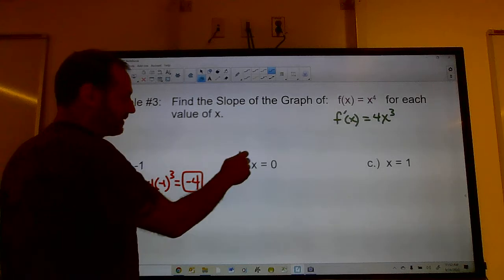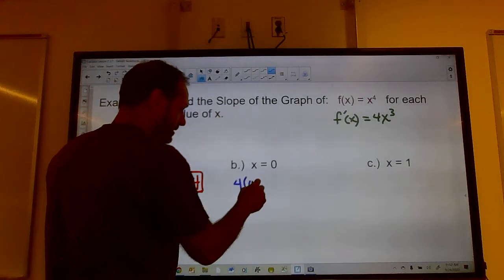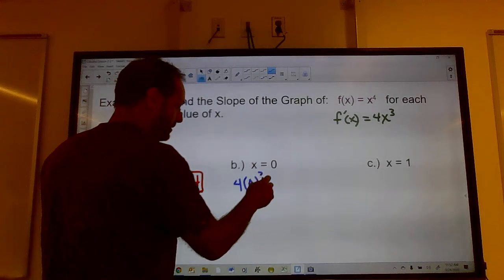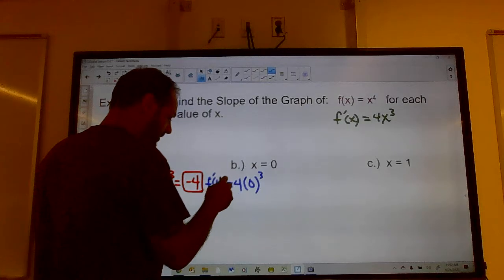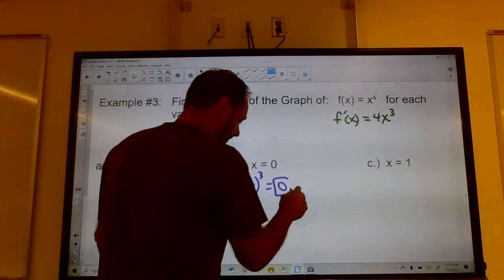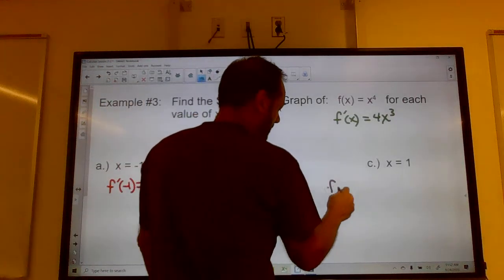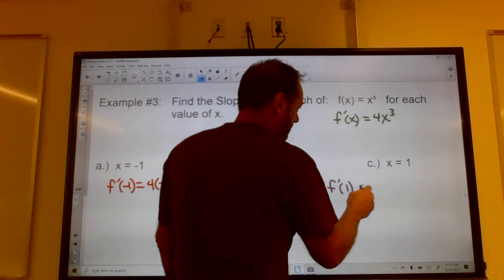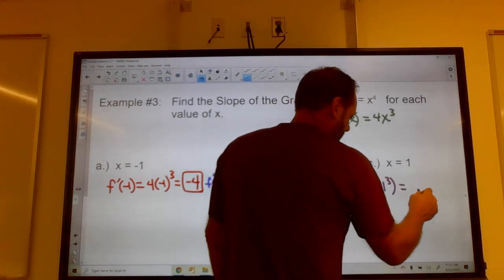If I want the slope at x equals 0, I plug in 0 for x, so this would be f prime of 0. 0 cubed is 0 times 4 is 0. f prime of 1 would be 4 times 1 cubed, which would just be 4.